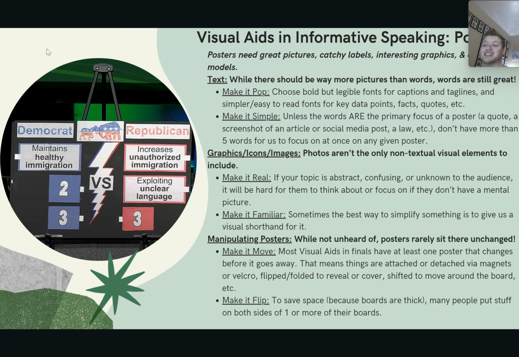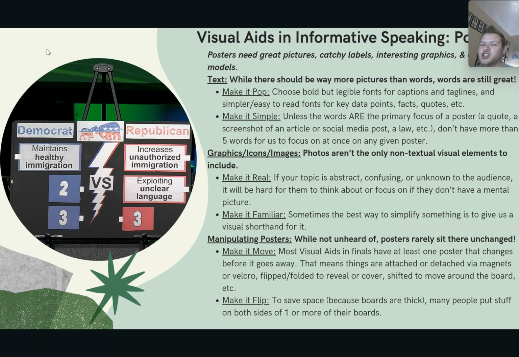You can also make it simple. Unless words are the primary focus of a poster, like it's a quote or a screenshot of an article or a social media post or a law, don't have more than 5 words for us to focus on at once on any given poster. On this example, this poster started out where it was just the number showing, and then as she revealed new information, she revealed a new block of text. So she's not starting with 6 sentences or phrases on the poster, she's revealing them one at a time so that we don't get overwhelmed with textual information.